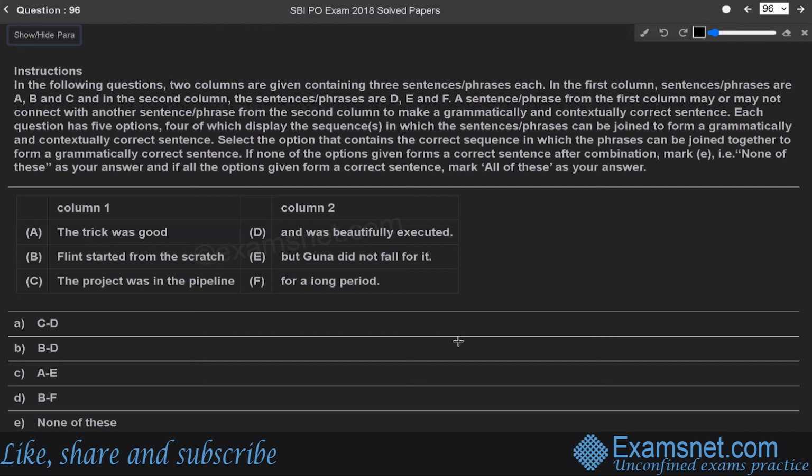The project was in pipeline, which means put on hold, and beautifully executed. So therefore, we can eliminate option A. Parts A and E form a logical sentence. The trick was good, but Guna did not fall for it. Therefore, option C is the right answer, which says A and E.